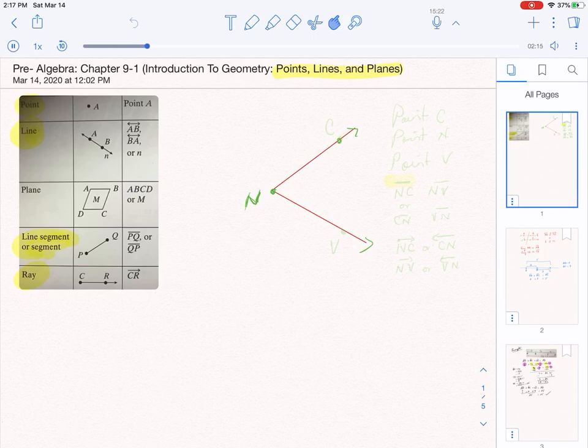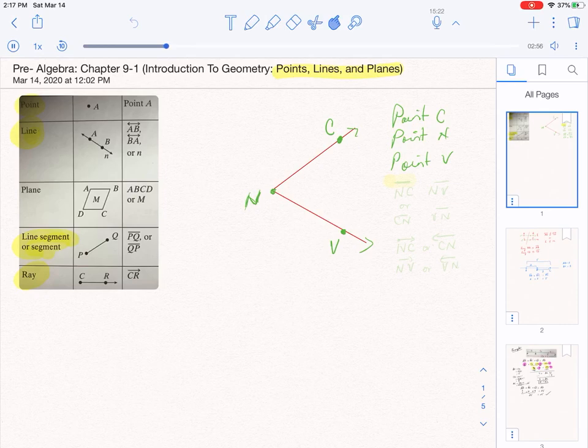Okay, this is another point C, and there's another point V. So there are 3 points, and we usually don't put the dot in front of the C, so we're going to say point C, point N and point V.